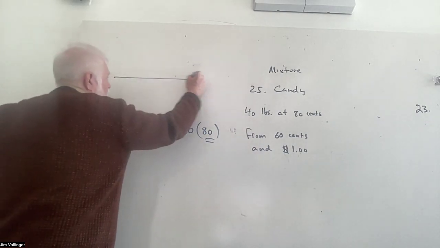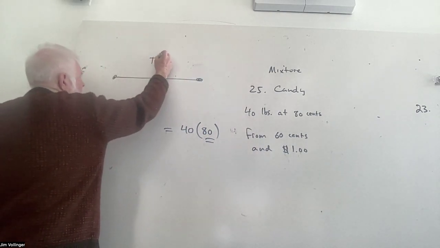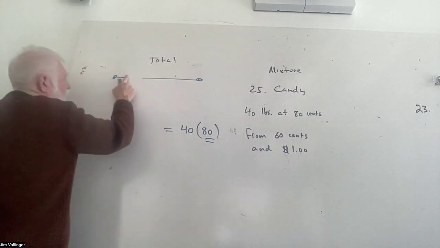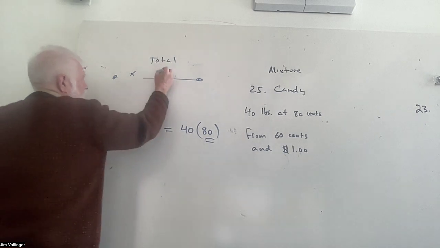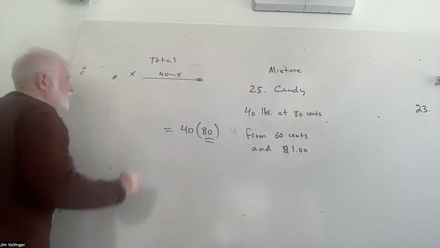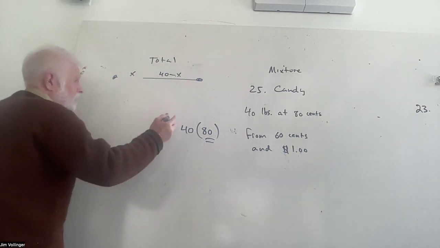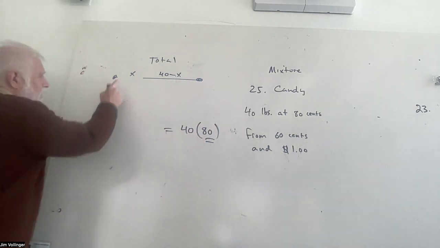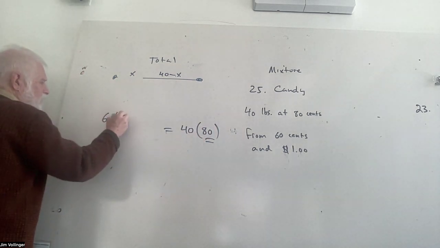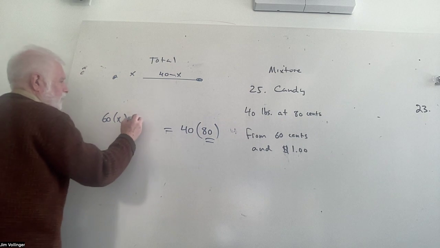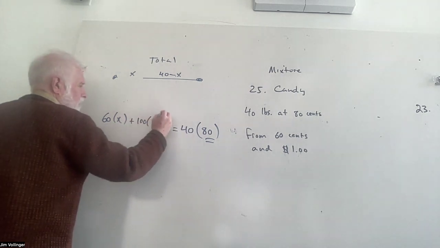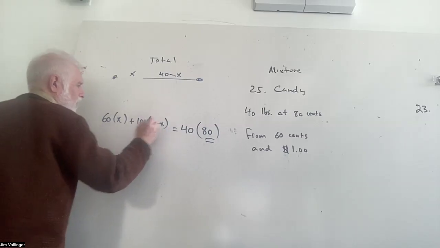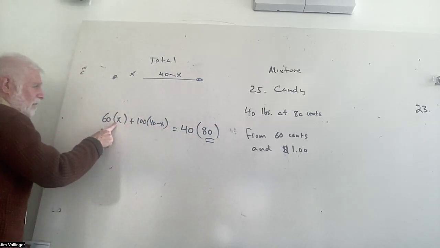Okay. So here's our 40 pounds. That's our total. And I'm breaking it up into some smaller parts. Oh, I took something away. Then I think this is 40 minus whatever I took away. Okay, I hope that makes some sense. So I want 60 cents at some price. Then the other price has to be the $1, 100 cents. 40 minus whatever I'm using at the 60-cent mark.